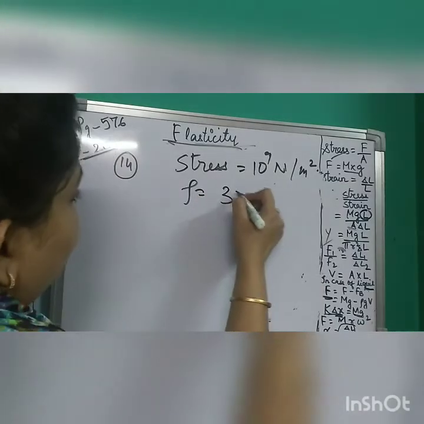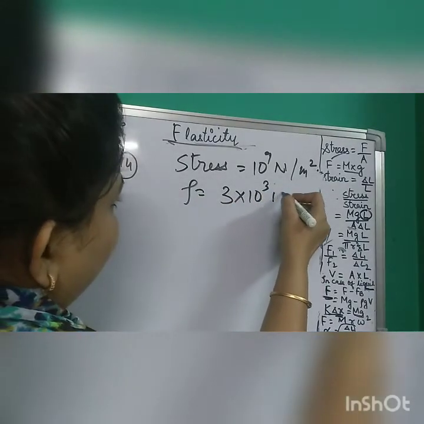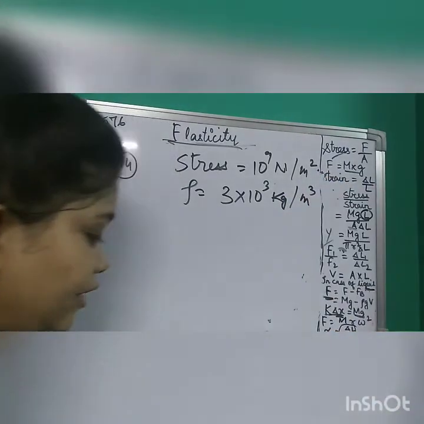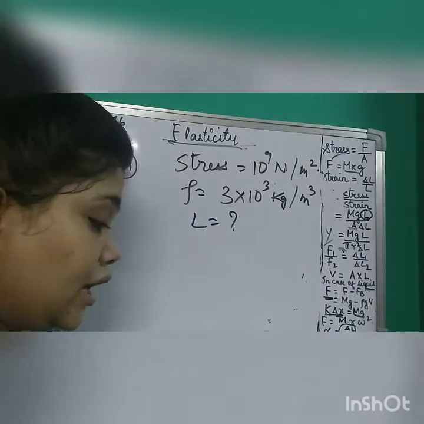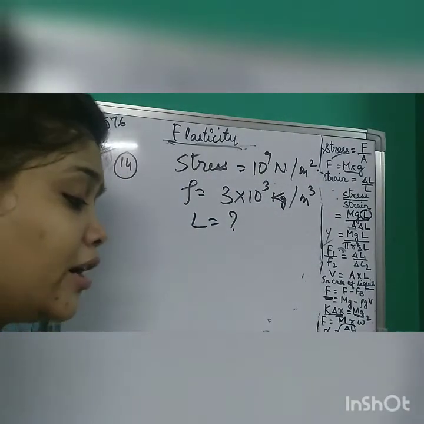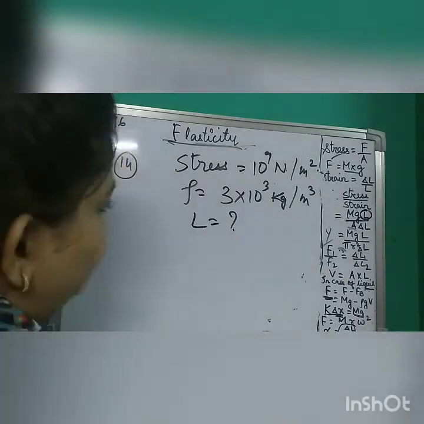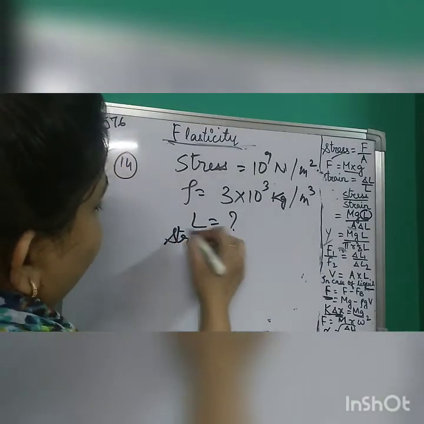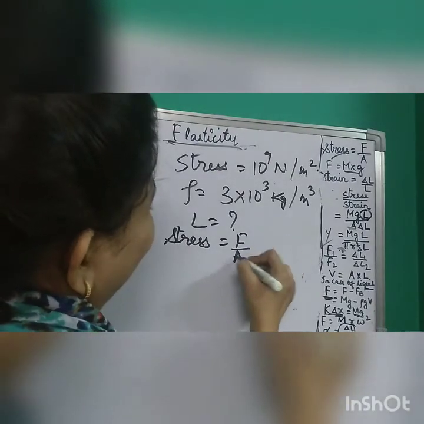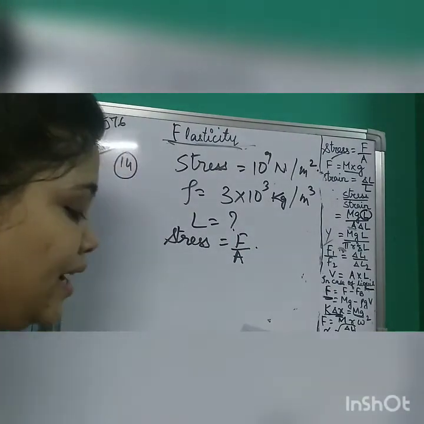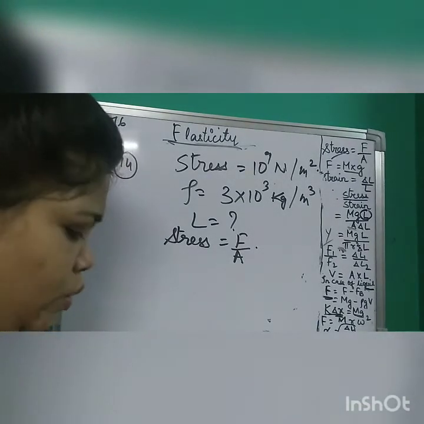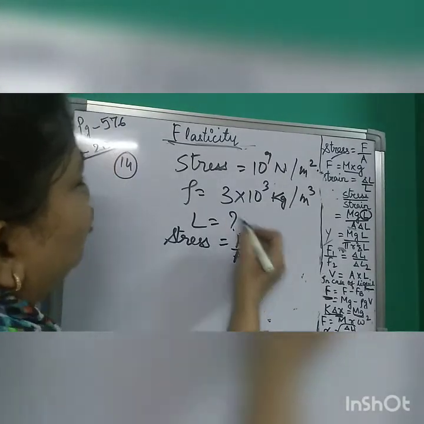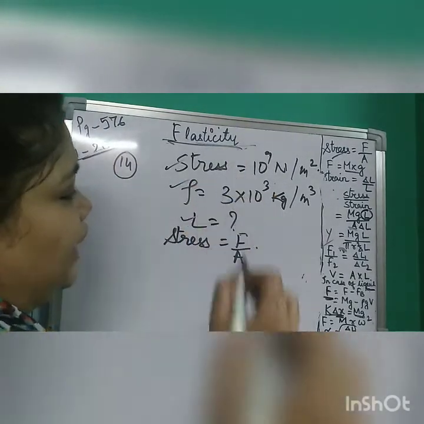If the density of the substance, rho, is given as 3 into 10 power 3 kg per meter cube. What else is given? Find the length of the wire made of the same substance, L you have to find out, by which it will break under its own weight when suspended. So what is the formula of stress? Stress is F by A, force by area. Is the area given to you? No, area is not given. Only stress is given, rho is given, and L you have to find out.